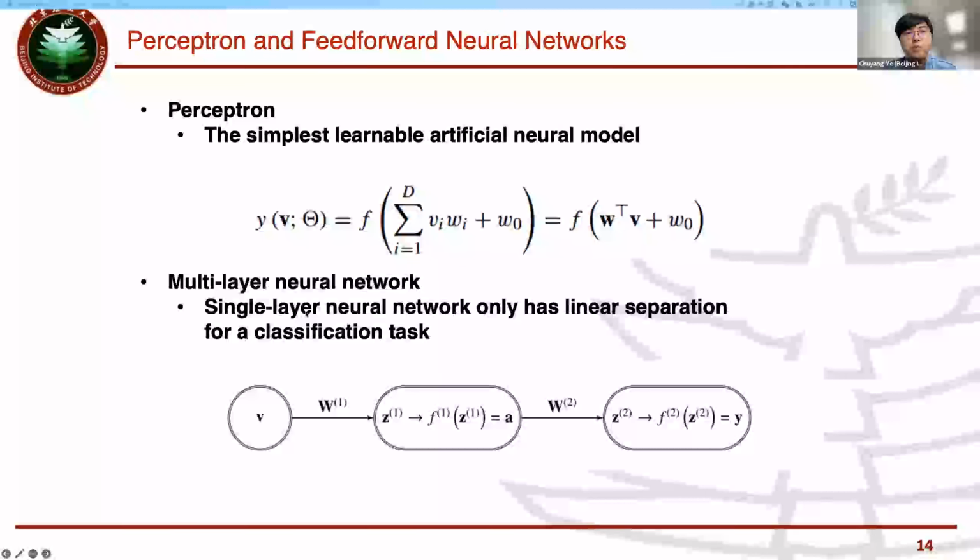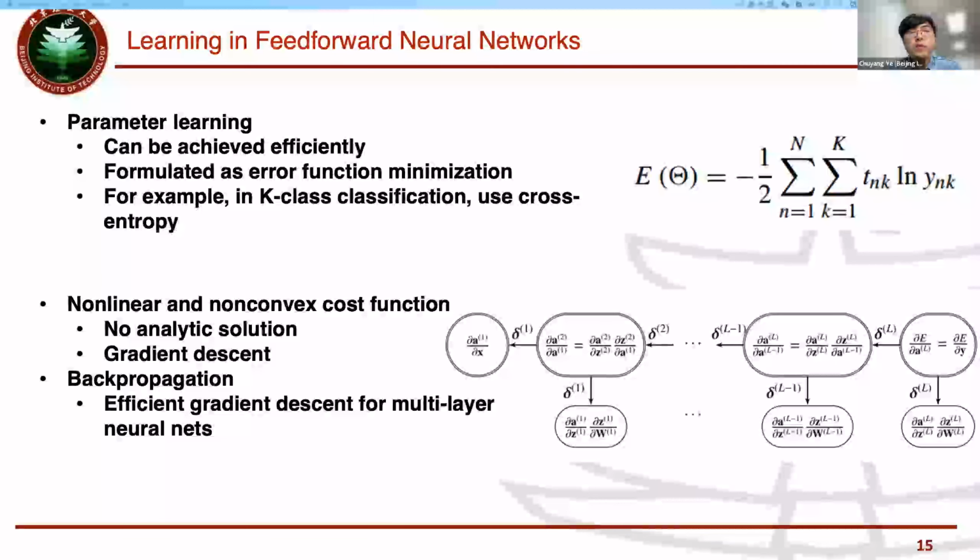So what we do is we can concatenate multiple perceptrons, which gives us the multi-layer neural network. The concept is very simple. We have one perceptron here. Its output is fed into another perceptron. In this way, we have more representative power of the neural network. The parameters are still unknown in the neural network, but we can just learn these parameters.